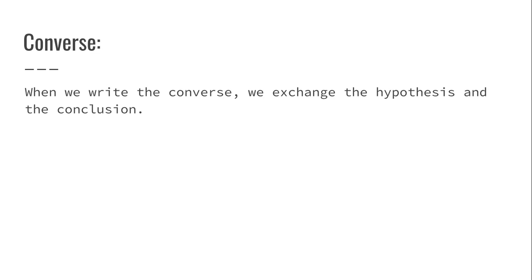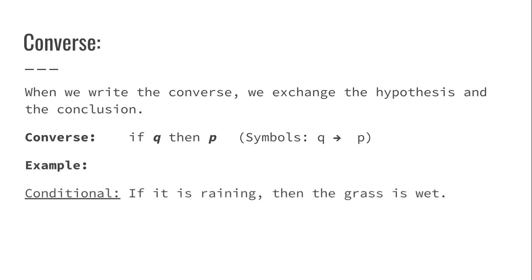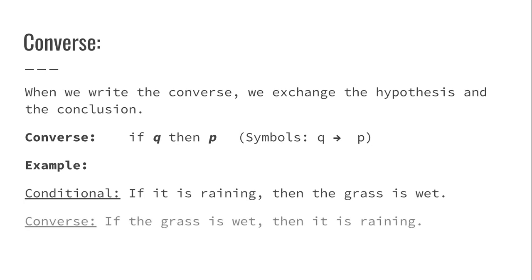But I said this isn't always true, right? Because Miss Reed is a teacher, but she doesn't teach math. She teaches English. So the converse of my statement would be switching my hypothesis and my conclusion. My converse would be, if I teach math, then I'm a teacher. So converse: if Q, then P. Remember that conditional was if P, then Q. For example, conditional: if it is raining, then the grass is wet. What is the converse of this statement? If the grass is wet, then it is raining.